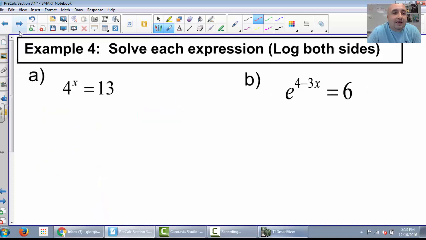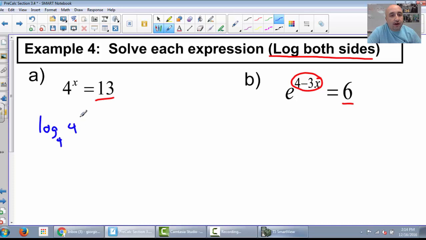And then last but not least, I believe, we're going to do example 4. It says solve each expression, and this one we're going to log both sides. So how do I know I'm going to log both sides? When you have a number raised to x, and all you have is a single number on the other side. So e raised to x with a single number on the side, you're going to log both sides. Okay, so what does this look like? So I need to get rid of this 4. So I can do log base 4 on both sides to get rid of it.